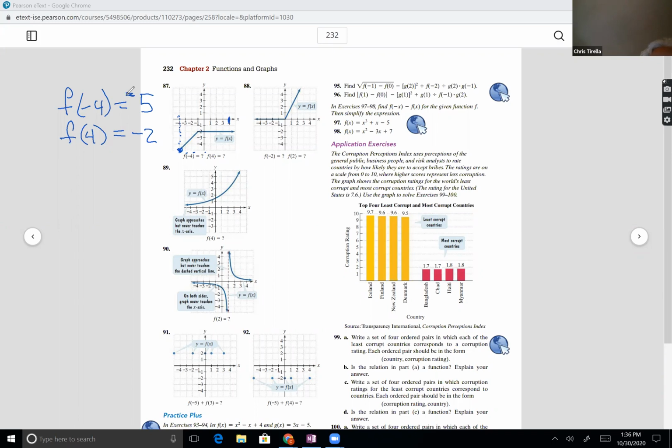Let me look over here at number 90. Number 90 asks me for f of 2. And so here I'm looking for when x is 2 on my graph, what would you tell me the corresponding y value is? I'm going through this point here. When x is 2, isn't the y value 1? Is that all right?